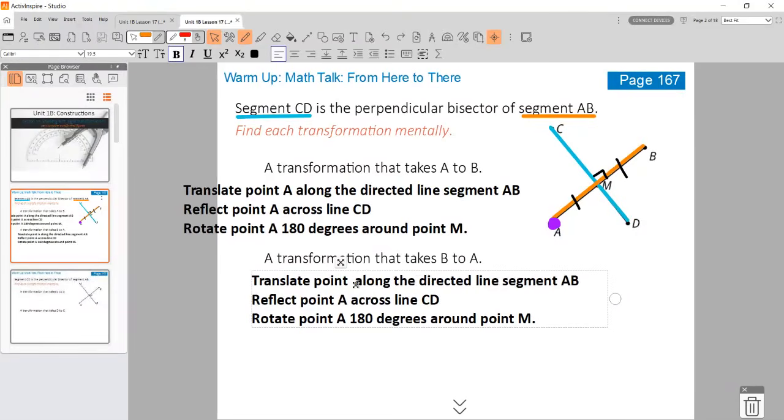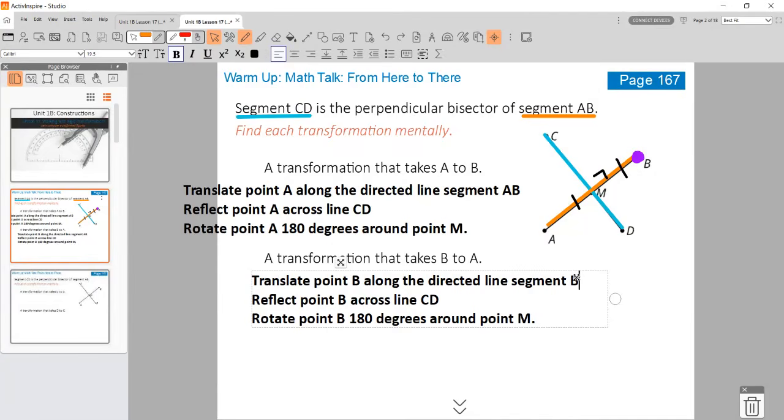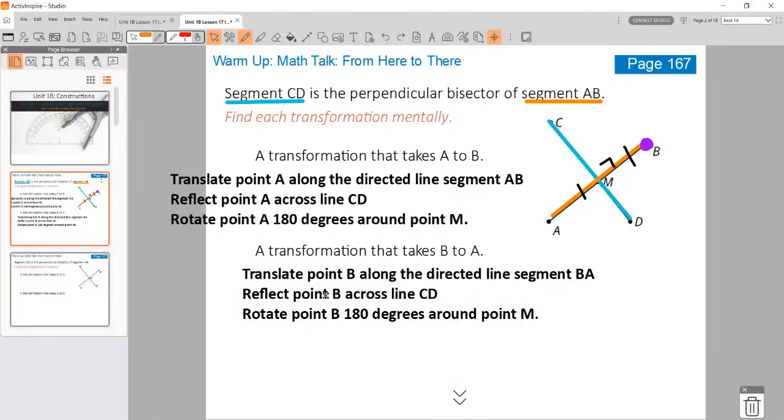So this time we're moving point B. So instead of moving point A, now we're moving point B. So we want to take B onto A. So we would translate point B on the directed segment, but this time we want to take it from B to A. So the directed segment starts at B and ends at A. And then we could just reflect point B across CD, and we could rotate B 180 degrees around point M, and that would work as well.